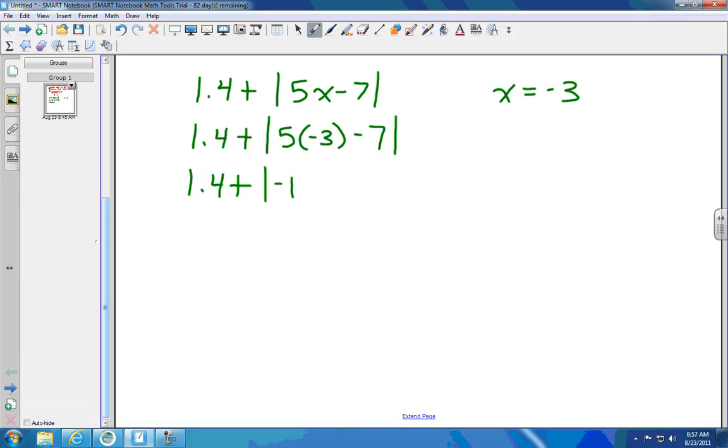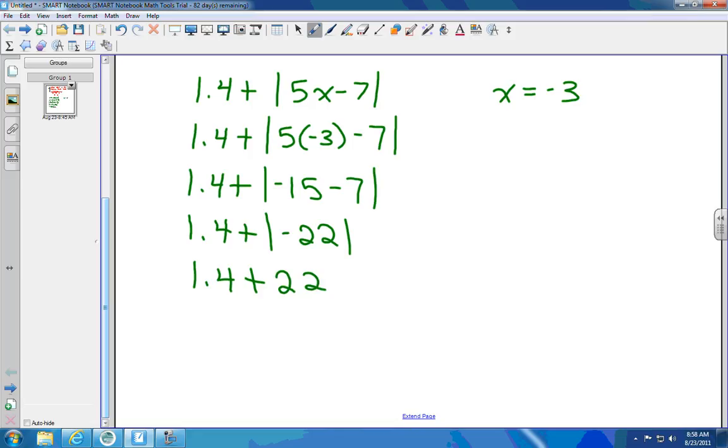So we have -15 minus 7 in our absolute value, which would give us what? -22. Now, you've simplified that as much as you can. You can't change any more inside there. So what is the absolute value of -22? 22. So you just change that to positive 22.